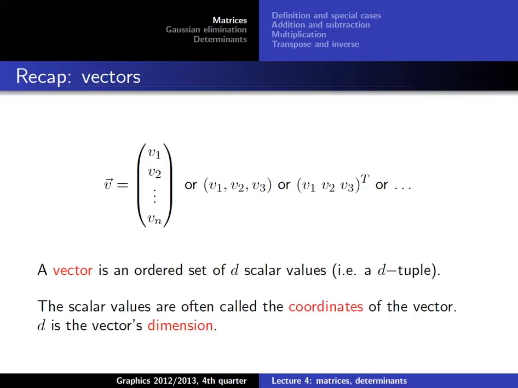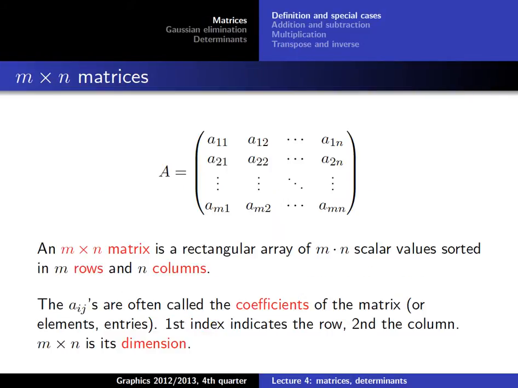Now, the reason why I'm repeating this is that today we want to talk about matrices, and if you look at the definition of matrices, it actually looks quite similar. A matrix is also defined by an ordered set of values, only in this case the values are not linearly ordered, but arranged in a grid, an array, or a matrix style.